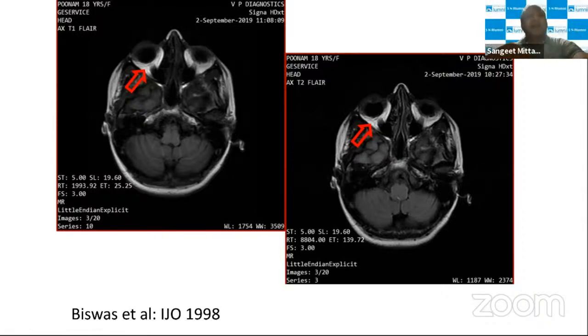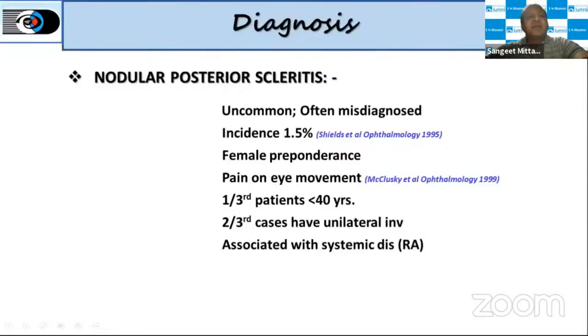And I remembered I had done a study with Dr. Biswas when I was in SN on posterior scleritis, in which we had concluded that CT and MRI could be useful in the diagnosis of posterior scleritis, which show this hypoechoic lesion just behind the globe wall. So we made a tentative diagnosis of nodular posterior scleritis, which is very uncommon and often misdiagnosed. The incidence is around 1.5%.